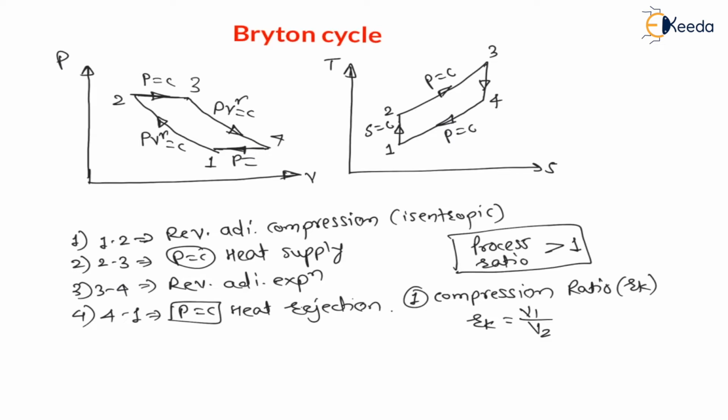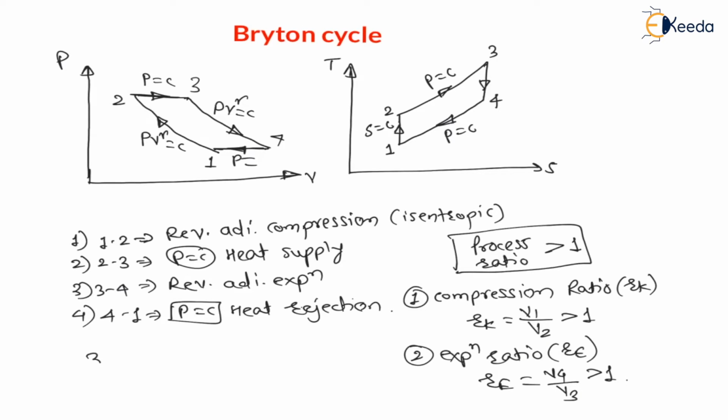Second is the expansion ratio, represented by RE. Similar to IC engine cycles, the expansion ratio is the volume at the end of expansion divided by the volume at the start of expansion, that is V4 divided by V3. And see my dear students, this ratio must be more than 1.